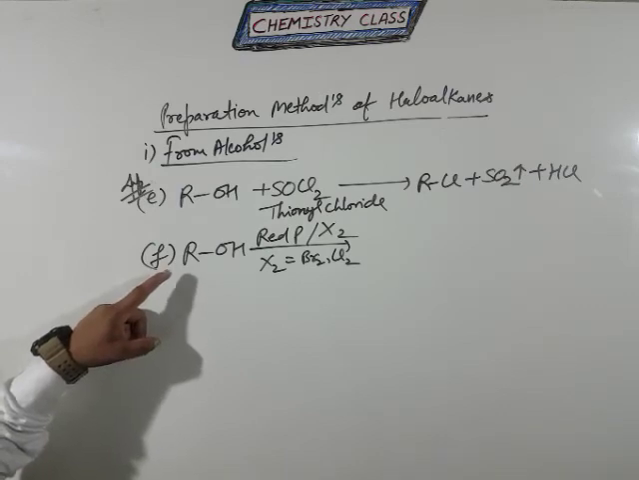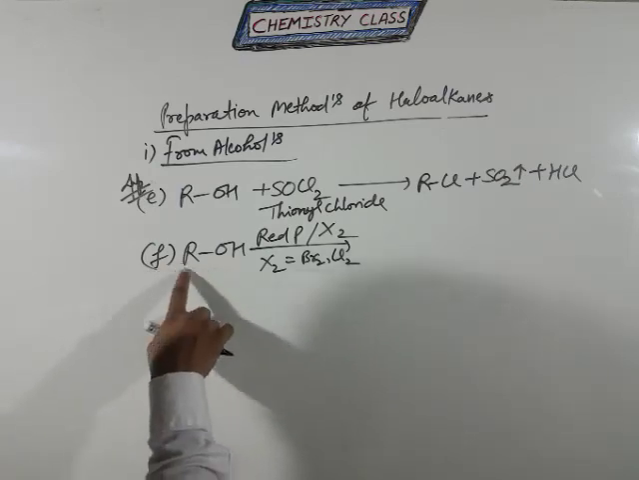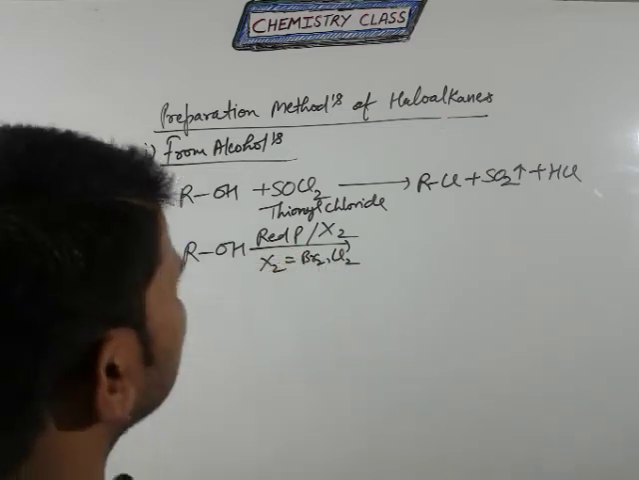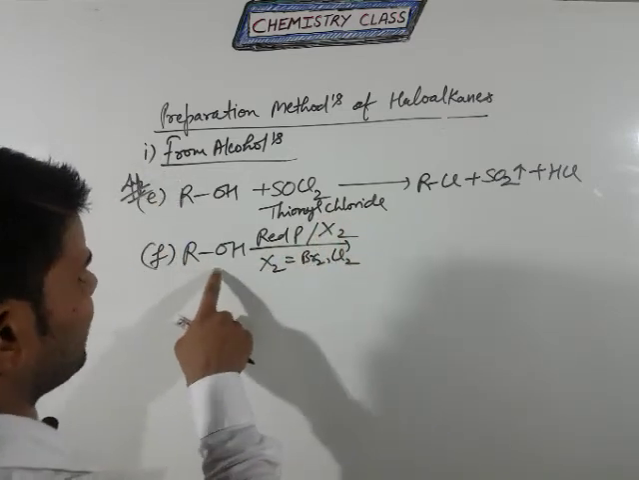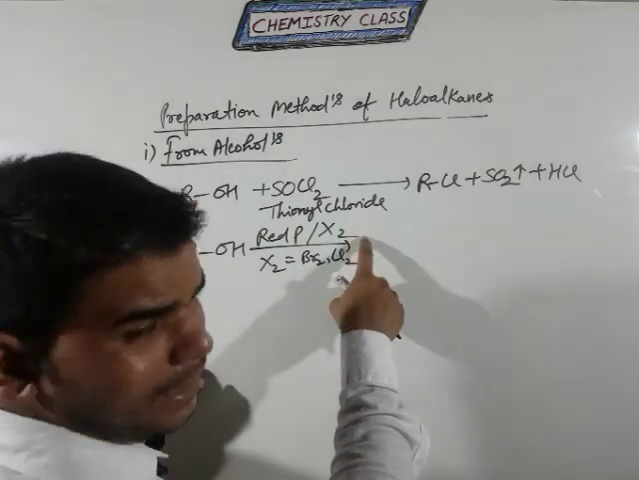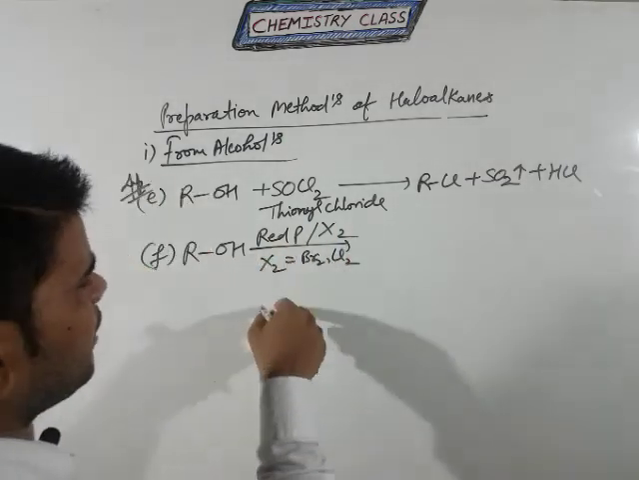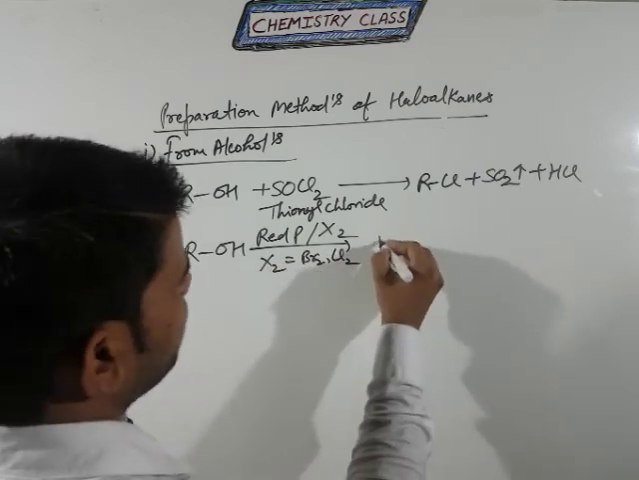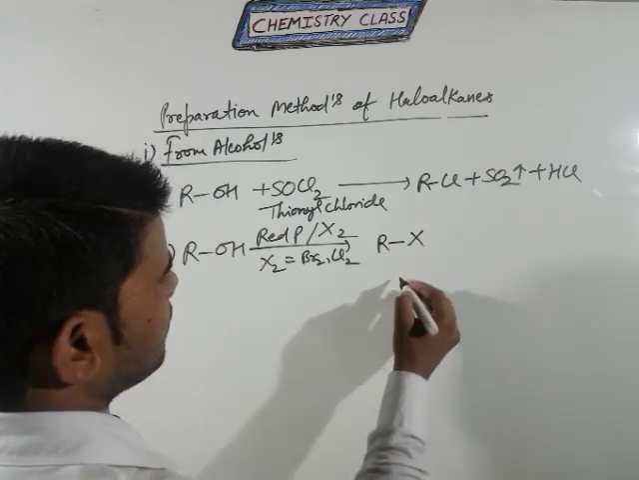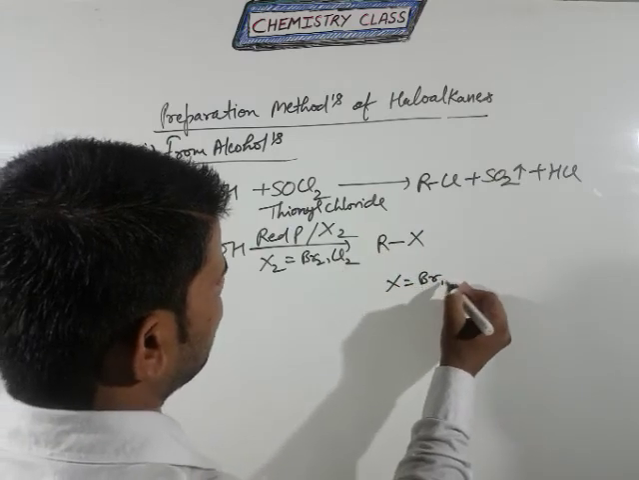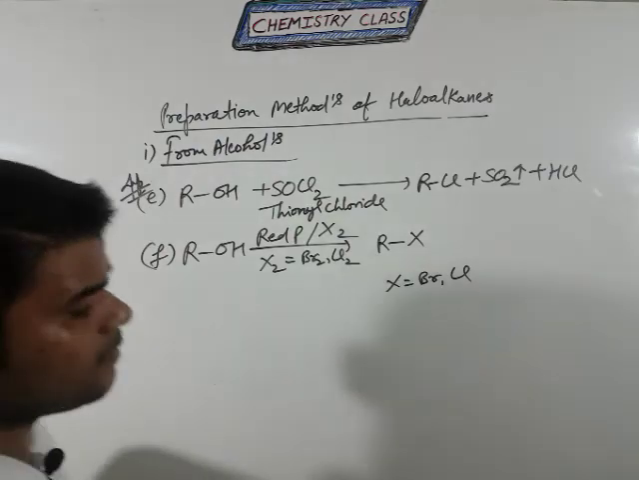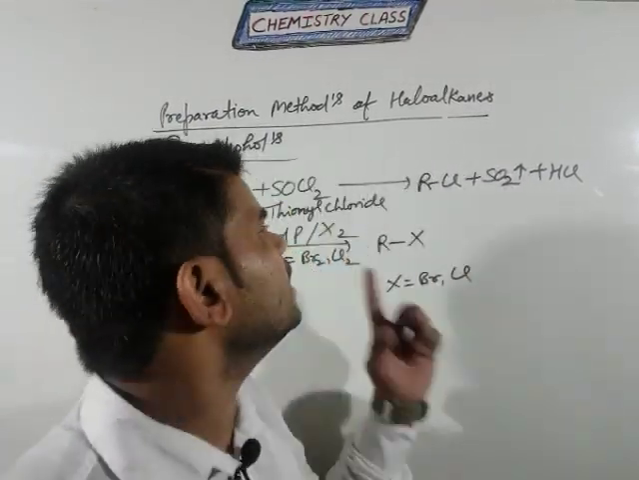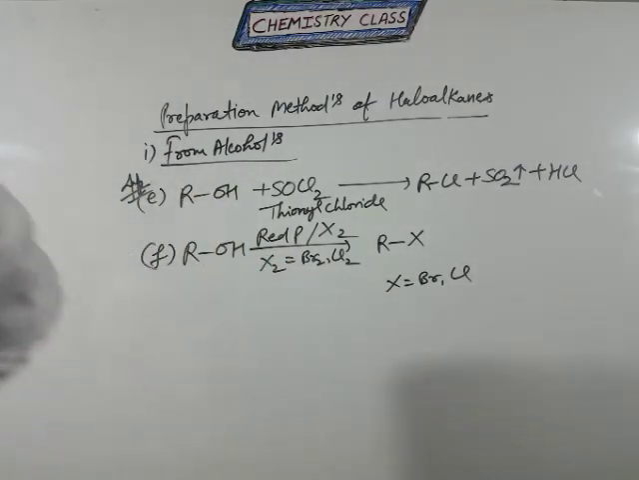The last reaction is that if your alcohol reacts with red phosphorus, clear? Whenever alcohol reacts with halogens like Br2 or Cl2 gases under red phosphorus, it provides RX, where X means Br or Cl. So students, these are the preparation methods of alkyl halides from alcohol. I hope you understand.